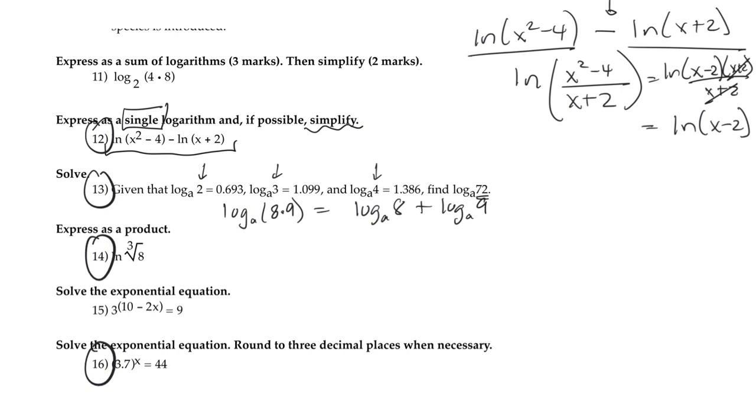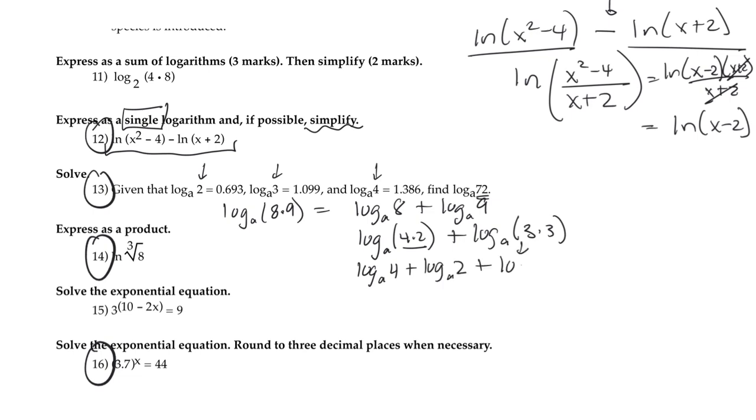So with the log base A of 8, maybe I'll write that as log base A of 4 times 2, plus log base A of 9, I'll write it as 3 times 3. And then I can break this up using the product law. So log base A of 4 plus log base A of 2. This one I'll do the same, plus log base A of 3 plus log base A of 3.